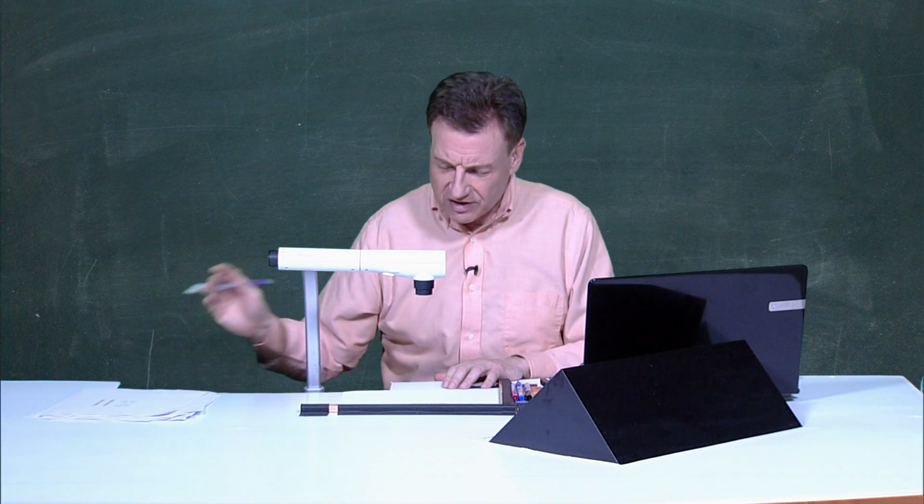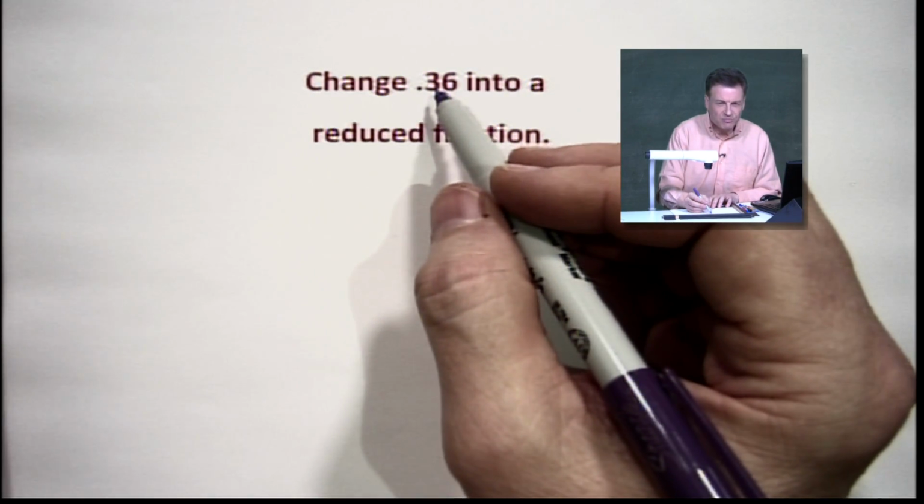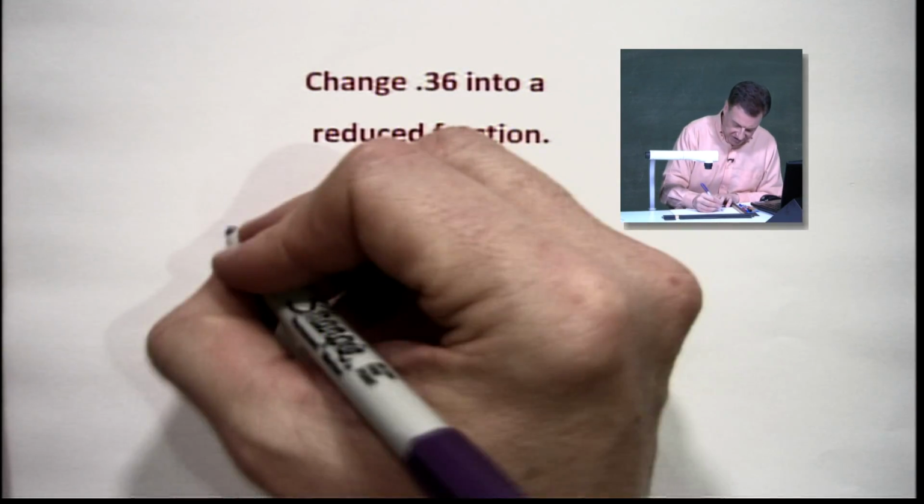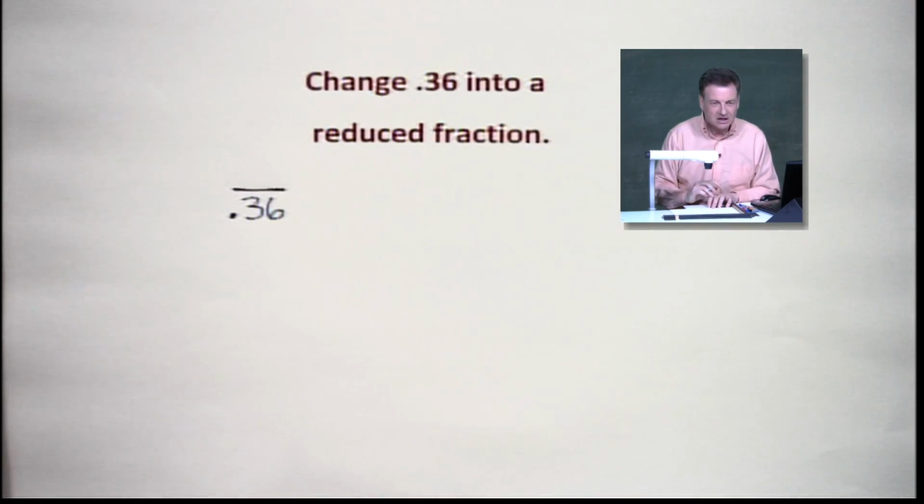Now, got one more here that we're going to do 2 ways. It's going to get interesting here. Notice what we've got here. I've got 36 hundredths as it is written, okay? So we're going to start with that. Oh, wait a minute. Did I put a bar over that? We're going to do it a little differently, aren't we?